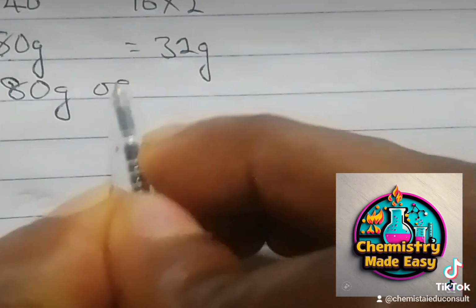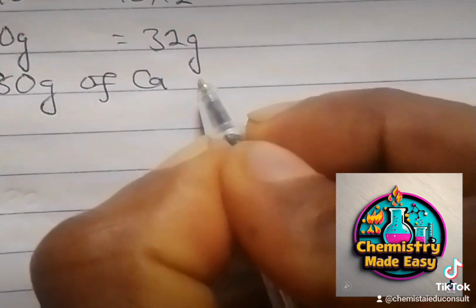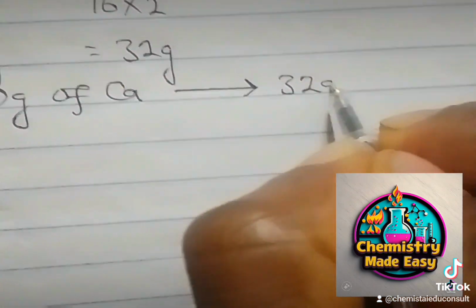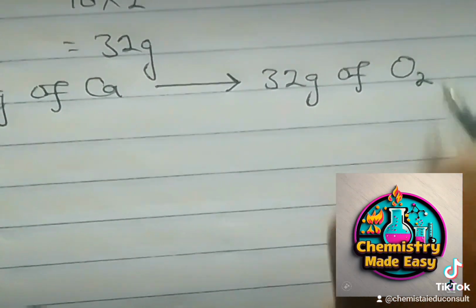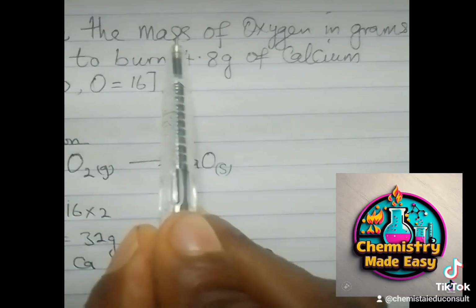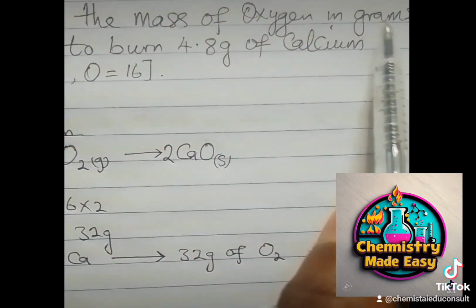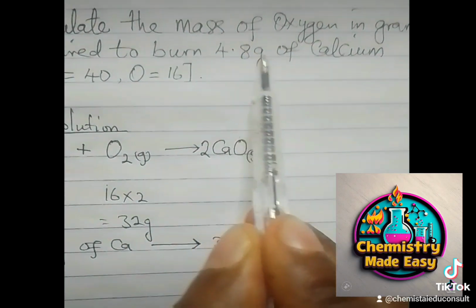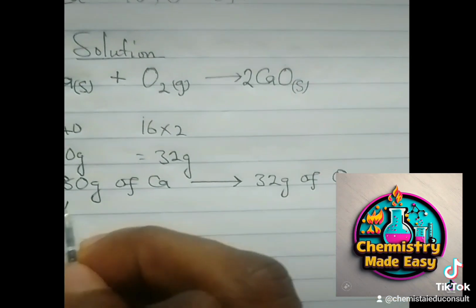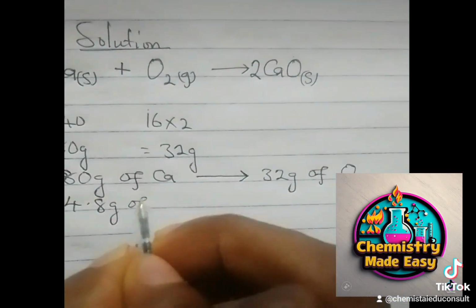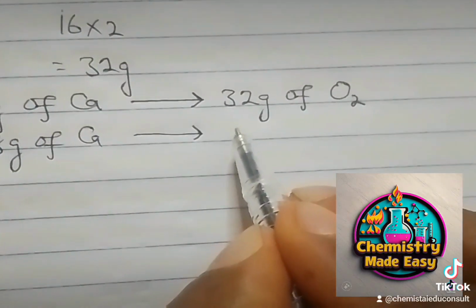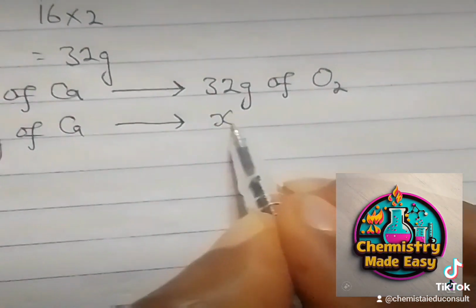It now implies that 80 grams of calcium at a molecular level is burnt by 32 grams of oxygen. The question now says we should calculate the mass of oxygen in grams required to burn 4.8 grams of calcium. Now, 4.8 grams of calcium will be burnt by what? Let's call that mass of oxygen X grams.